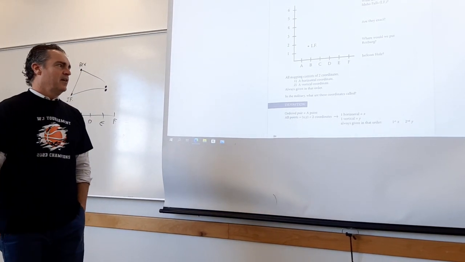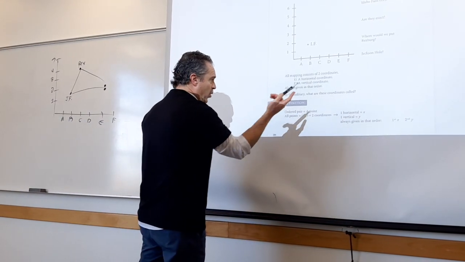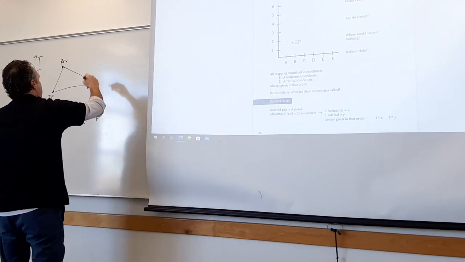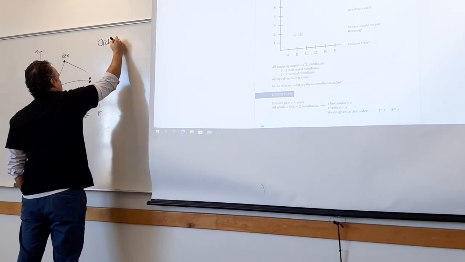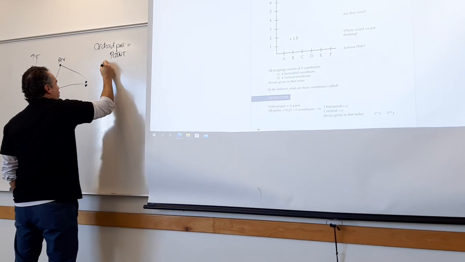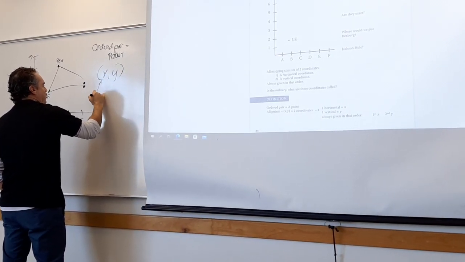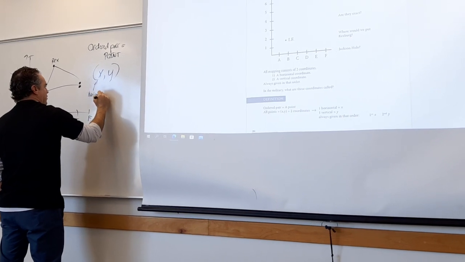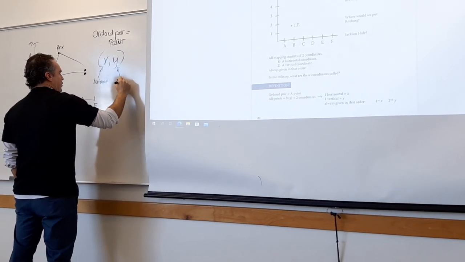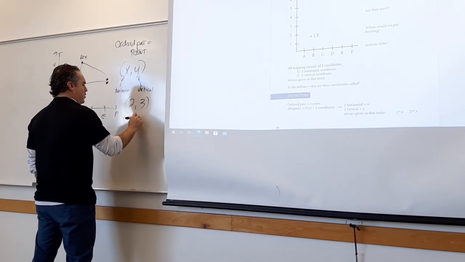An ordered pair. What's an ordered pair? It's a point. Look at this. An ordered pair equals a point. And that point always has an x coordinate and a y coordinate. This is going to be your horizontal, and this is going to be your vertical. Always. So if I have 2, 3, x equals 2, y equals 3.